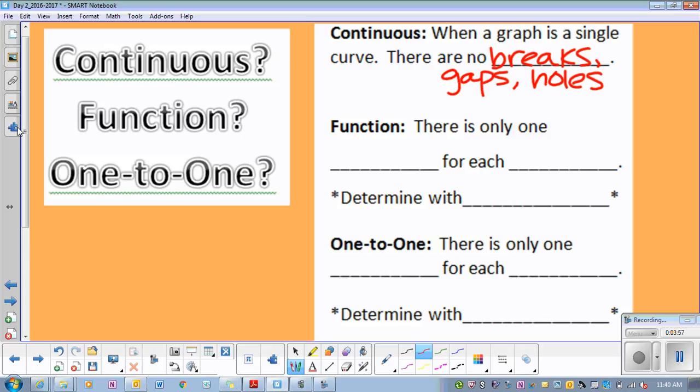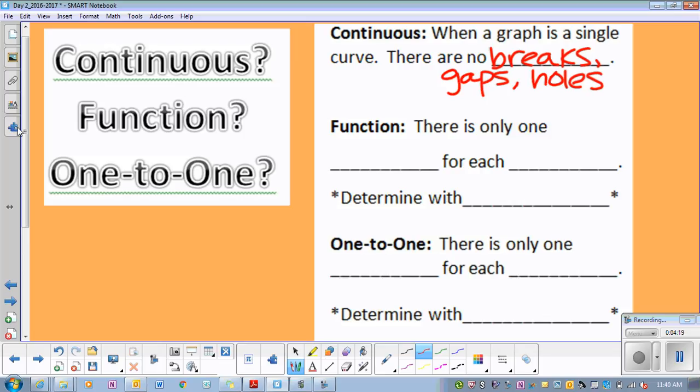It doesn't mean you have to have arrows going out forever. They may not have arrows. It just means if you think of that as a road and you're driving on that road, you don't have to stop and try to jump off a cliff or something. Okay? So it just means that there's no break in your graph.